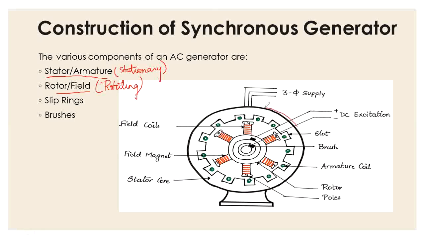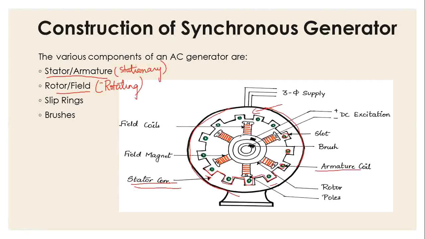This outer cover which you see is the stator frame. And inside this we have the stator core. And then on the internal periphery of the stator core, you can see there are slots, right? So these are the slots. We call them stator slots, or we can also call them armature slots. And inside these slots, we place the stator winding or the armature windings.